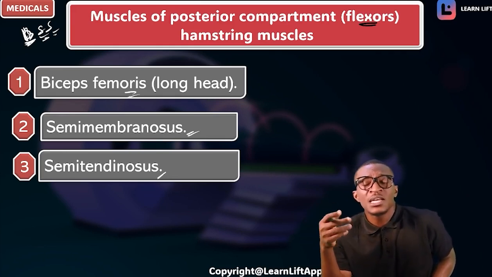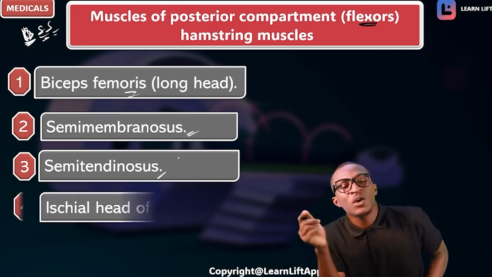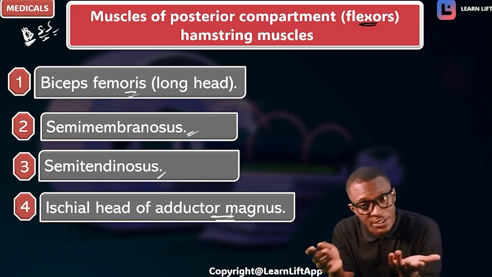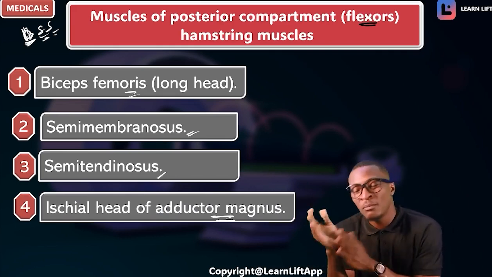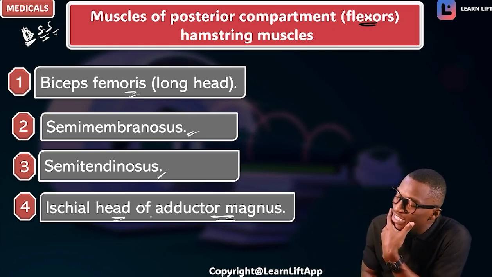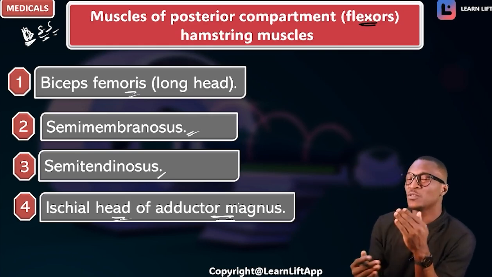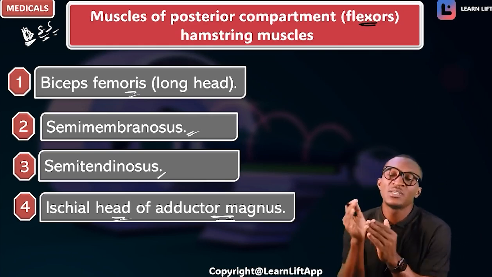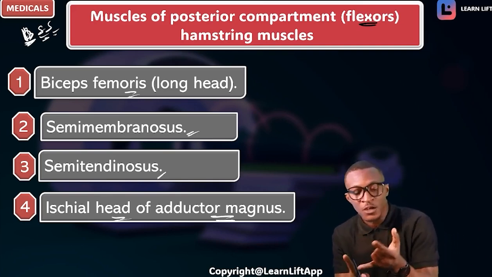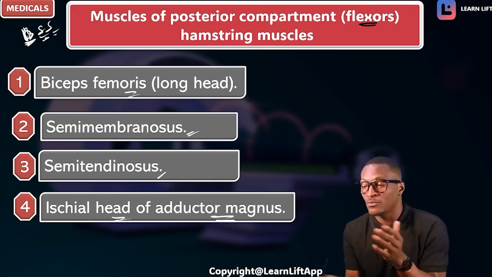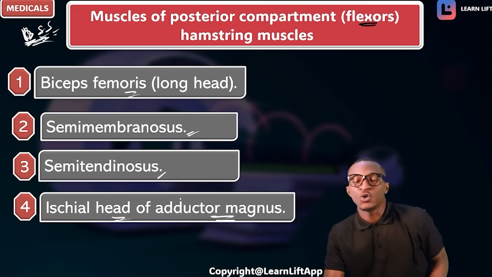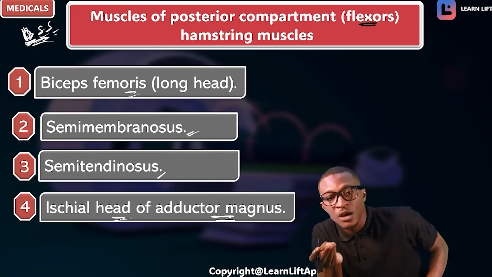The question is now, what's the blood supply? What's the nerve supply? The first one is the head of the adductor magnus. Now, adductor magnus is normally in the medial compartment, but the ischial head extends into the posterior compartment. So that is why we said that the ischial head of the adductor magnus is part of the posterior compartment. If you want to put them together, we say we have BSS, and don't forget the ischial head of the adductor magnus.